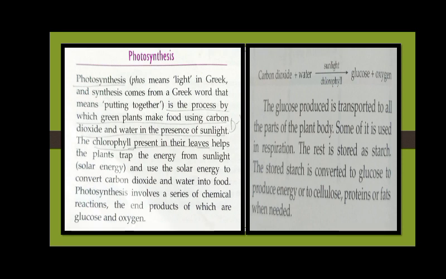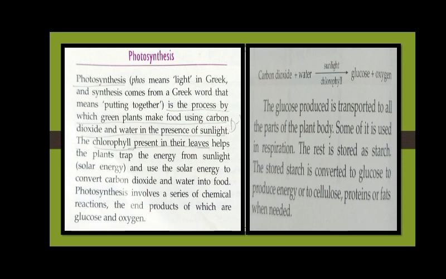And this chlorophyll plays a very important role. It traps sunlight and uses this solar energy to convert carbon dioxide and water into food. So this reaction takes place inside the leaves where sunlight and the chlorophyll help in completion of the reaction. Photosynthesis involves a series of chemical reactions, and the end products of which are glucose and oxygen.